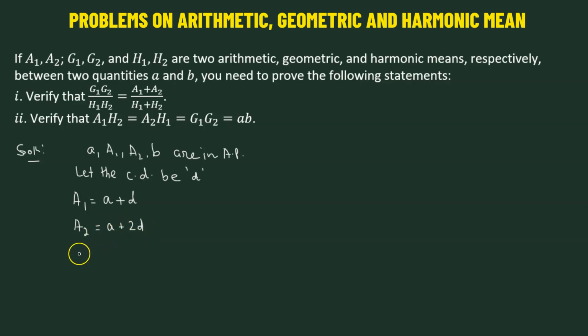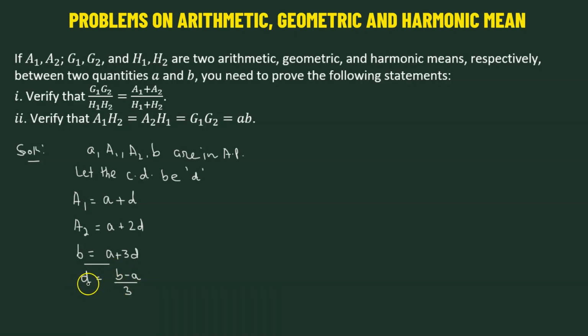Then we can also define the fourth term, which is B. The fourth term is nothing but take the previous term, which is A2 in our case. We have A plus 2d, and if we add one common difference, that should give us the fourth term, which is B. So that means we have A plus 3d. Now, using this particular equation, we can find out d from here. So d will be nothing but (B minus A) over 3.